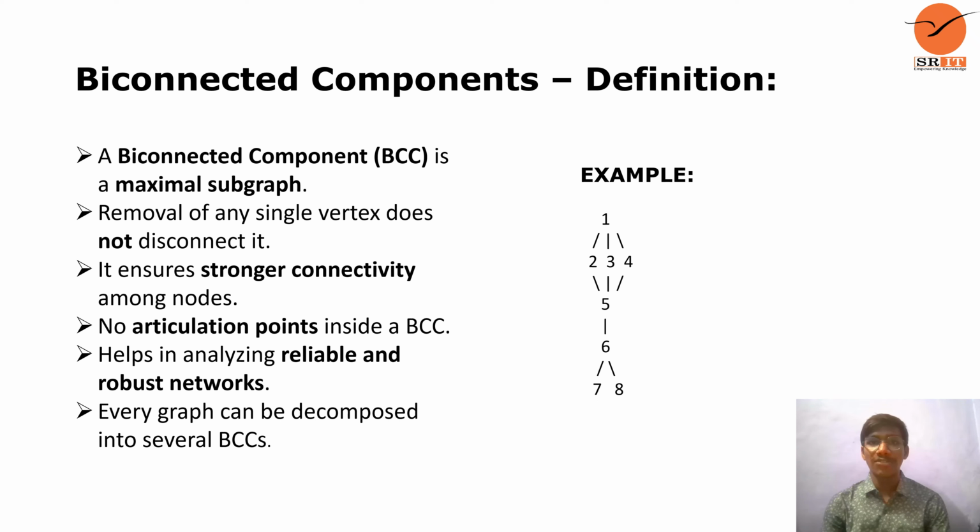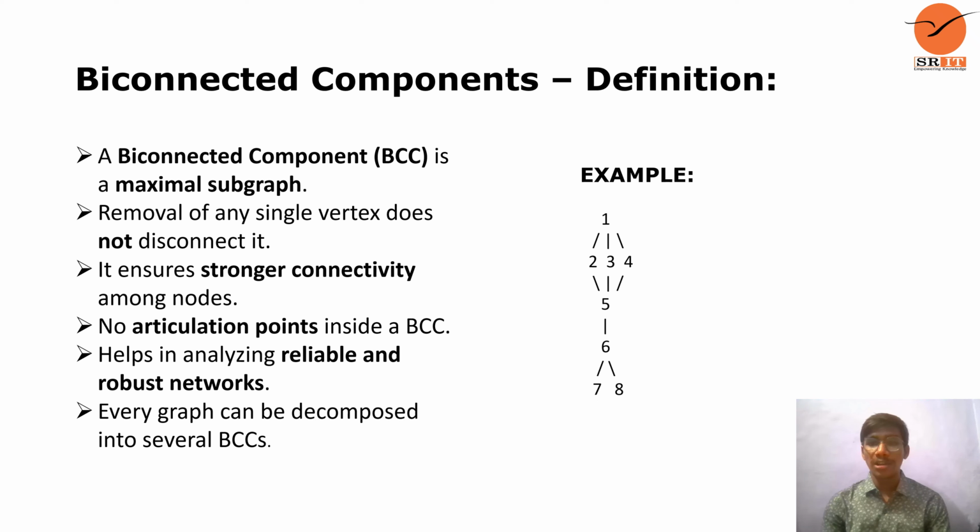Biconnected components definition. A biconnected component, BCC, is a maximal subgraph where removal of any single vertex does not disconnect it. It ensures strong connectivity among nodes. There are no articulation points inside a BCC. It helps in analyzing reliable networks. Every graph can be decomposed into several BCCs.